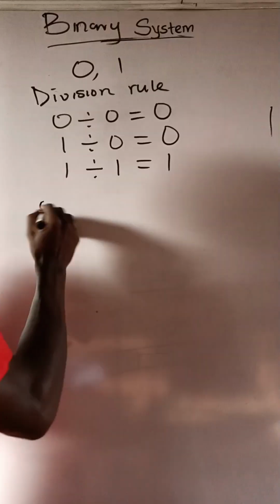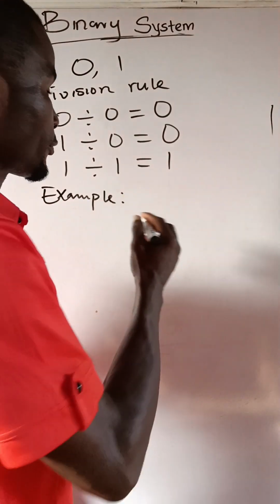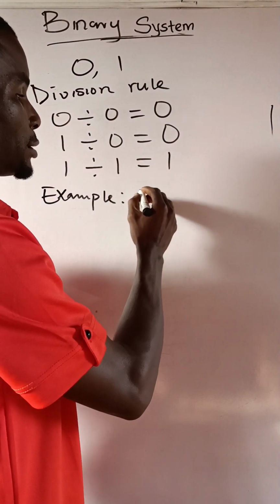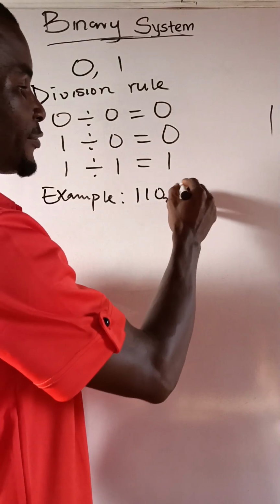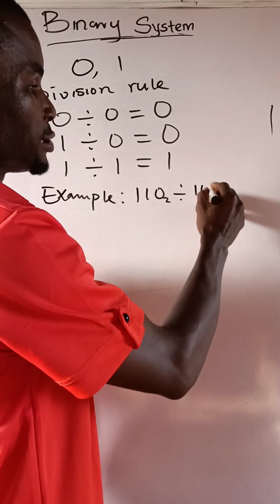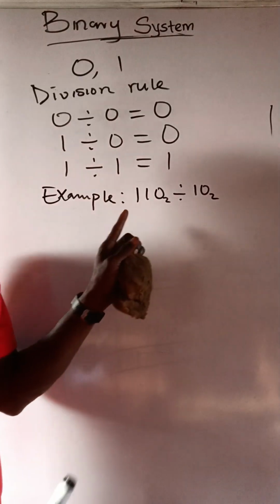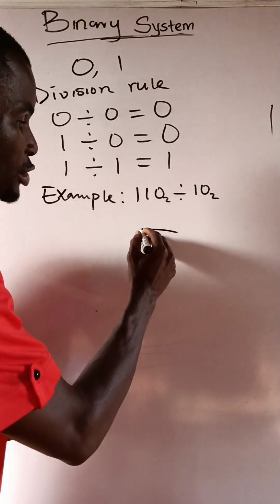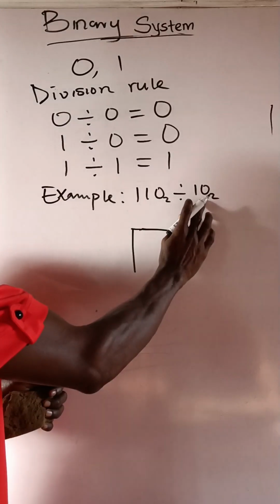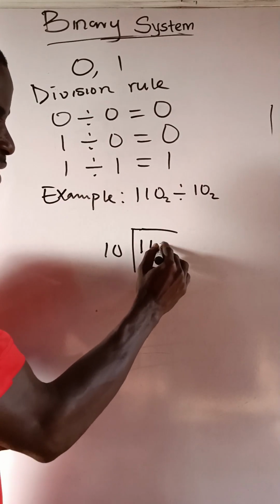For example, you are asked to divide this binary, that is 110 base 2 divided by 10 base 2. The first method to use in dividing this in binary form is to draw your shape like this. This small number, you bring it outside, then the big one, you put it inside.